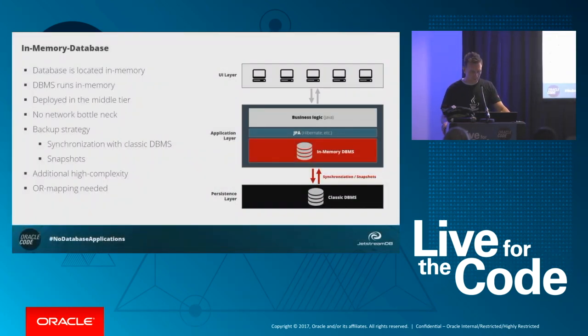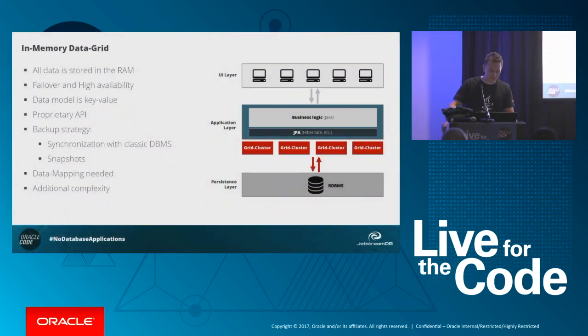Then we have the in-memory databases. And we checked out the in-memory databases. And here the entire database management system runs in the RAM, in the memory, and it's deployed together with the application in the middle tier. So we have no network bottleneck here. So this approach is mostly much faster than the data caches. It depends on what you're developing, of course. But the backup strategy here is a classic database. So here's the same problem, the object relational mapping behind the scenes. And we have additional complexity because we now have 2 different database management systems, one in-memory and one classic. So this was also not a really good approach for us.